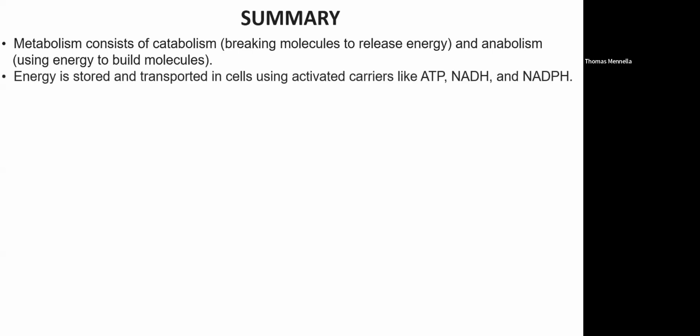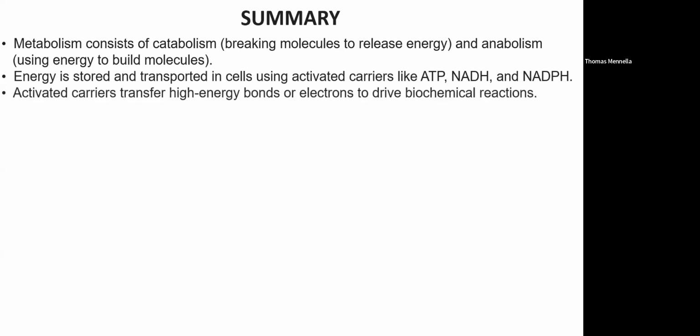Energy is stored and transferred in cells using activated carriers. Carriers for phosphates that contain a lot of potential energy. That would be ATP as the carrier. Carriers for electrons that contain a lot of potential energy. Those carriers are NADH and NADPH as examples. And FADH2. Can't leave FADH2 out. We're going to be seeing that in a couple weeks.